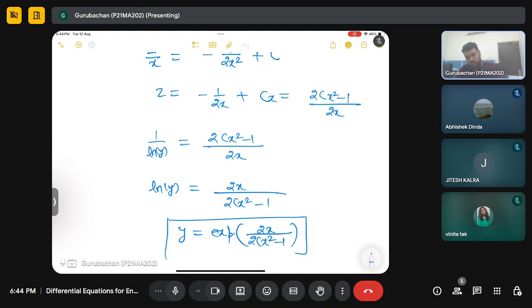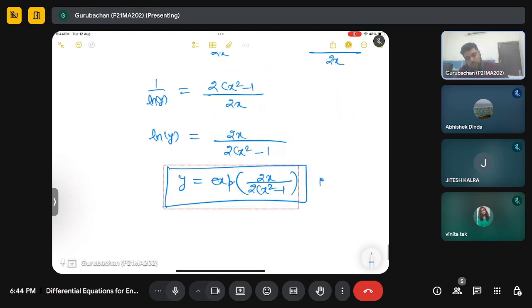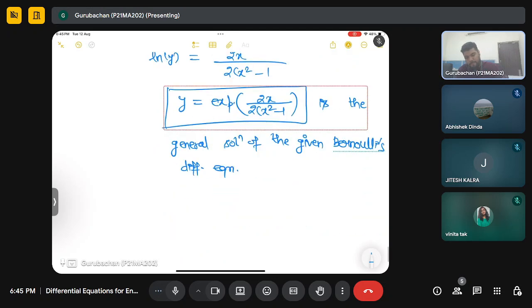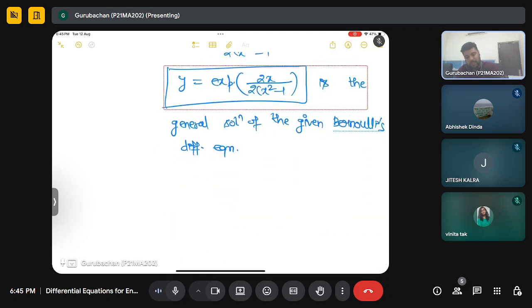So this will be the general solution of the given Bernoulli's differential. I hope it is clear to everybody. So let me write this one.